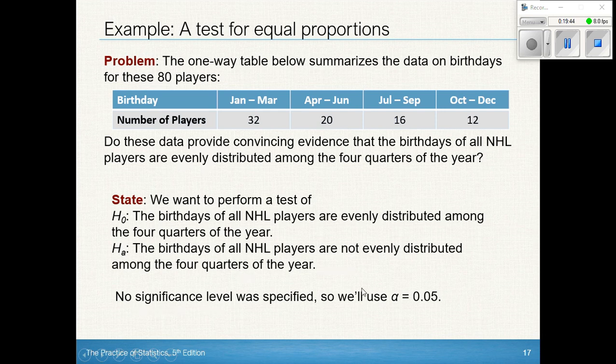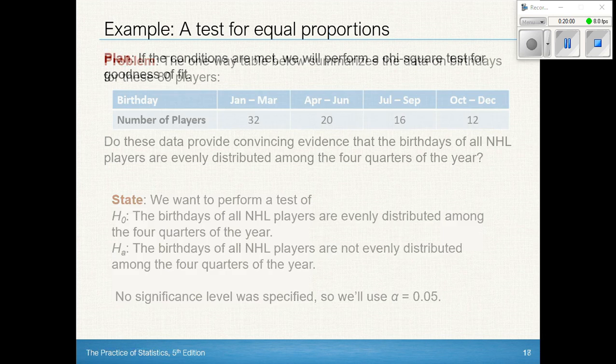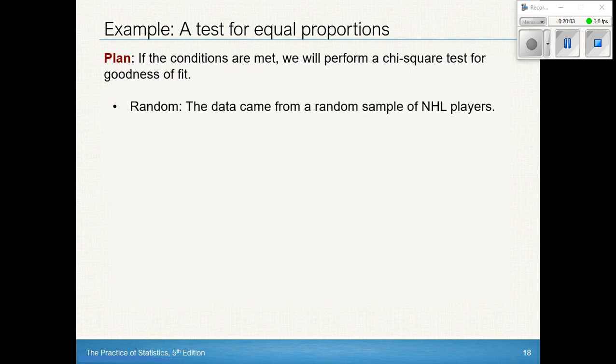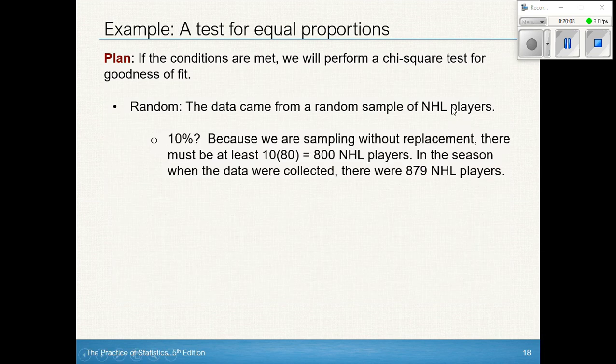There's no significance level given, so we're going to use 0.05. Now, this is 80 players. So how many would I expect to be in each category? Well, if it's even, I'd expect a fourth of them to be in each category, 20, 20, 20, and 20. So let's continue with the problem. Let's check the conditions. It did tell me we had random hockey players. Is the 10% rule met? You might not know how many NHL hockey players there are. I certainly didn't. But you would say something like this. I'm going to assume there's at least 800 of them because it was 80 that I got times 10, in which case I'm good to go.